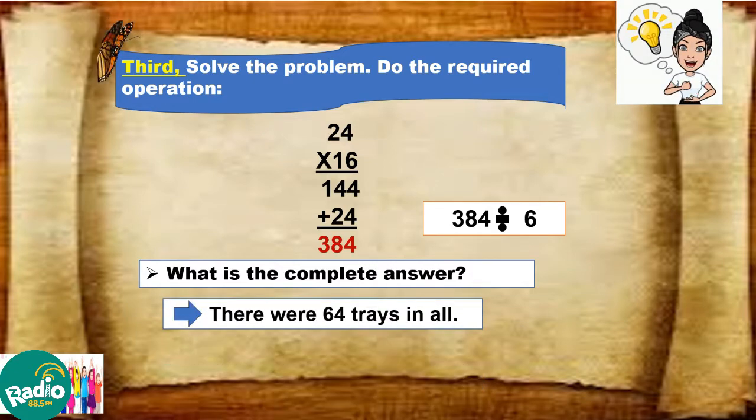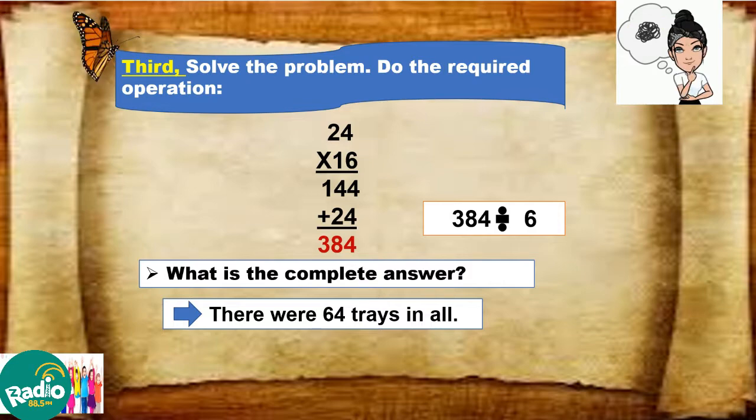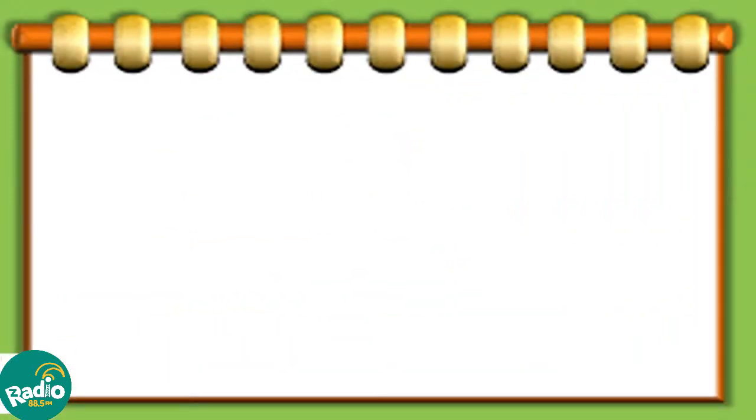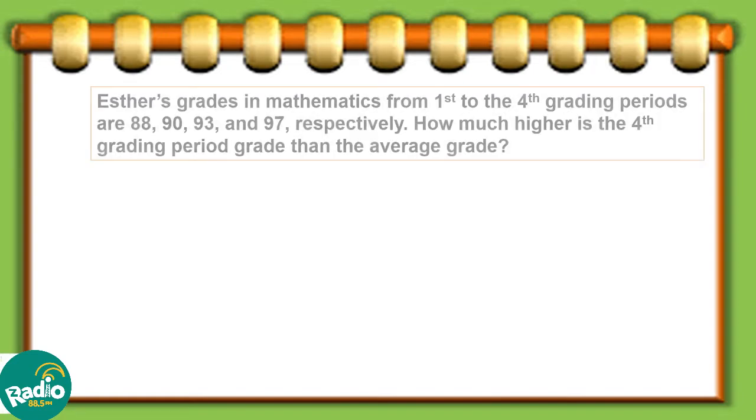Excellent! There were 64 trays in all. Very good, learners! 1 star for the correct answer. Do you want another example? Alright, let us solve another word problem.